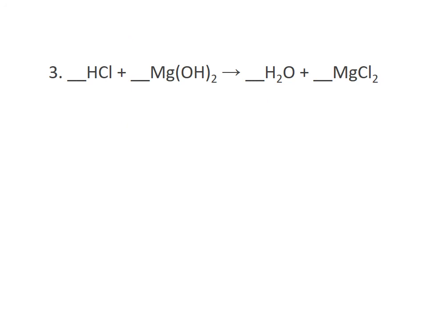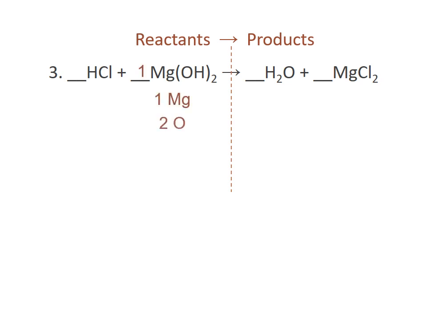Example 3. Again, I'm going to write reactants and products, put a dashed line. I'm going to start with magnesium hydroxide because to me that looks like the biggest formula. And when I place a 1 there, that gives me 1 Mg, 2 O's, and 2 H's. So to start balancing, I'm going to start with magnesium. It's located in magnesium hydroxide and MgCl2. It's only found in 2 different spots in this balanced equation.